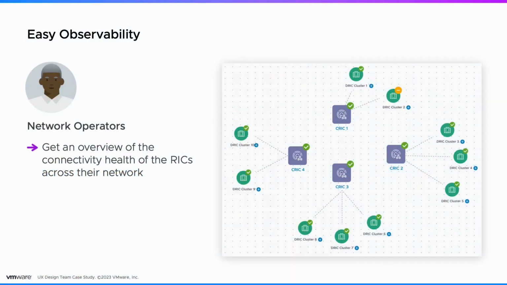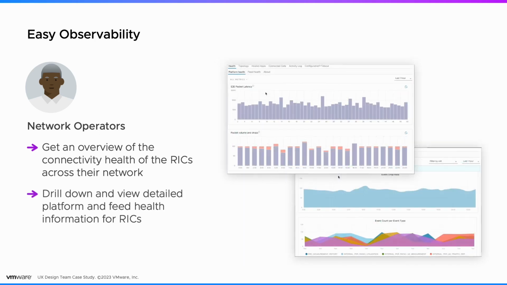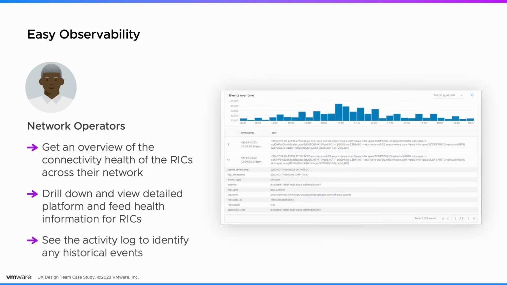The result was the RIC Management System, or the RMS. The RMS enables network operators to get an overview of the connectivity health of the RICs across their network, drill down and view detailed platform and feed health information for each RIC, see the activity log and identify any historical events that may have led to issues.